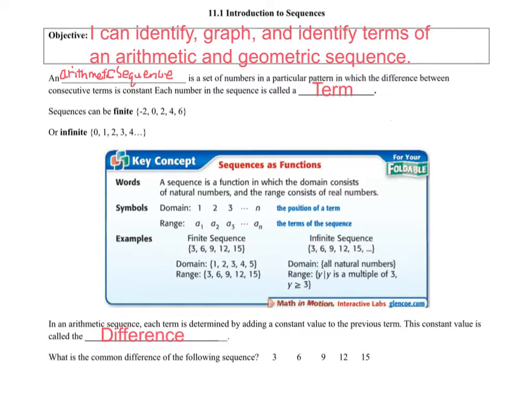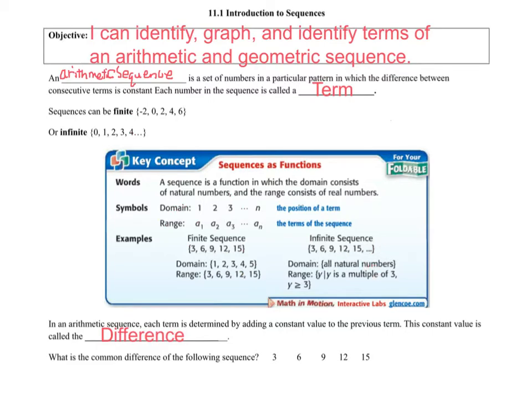A sequence is a function in which the domain consists of natural numbers and the range consists of real numbers. We talk about the symbols that you could see, talking about the domain, and talking about the range. For the domain, we can see that n is something that we could use, and for the range, we're going to use a sub n. We have some examples of finite sequences, infinite sequences, and the domain and the range of each.